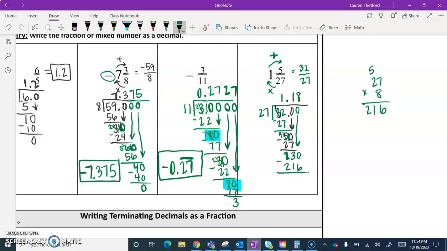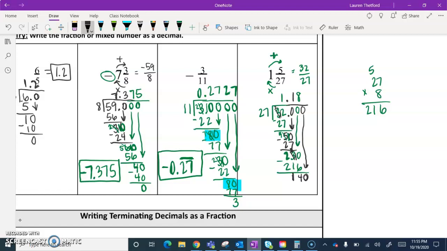So now I subtract these two. I have to borrow again. 10 minus 6 is 4. 3 minus 1 is, nope, sorry, that's a 2. 2 minus 1 is 1. So I have 14. 7 does not go into 14, so I'm going to add a 0 and bring that down.